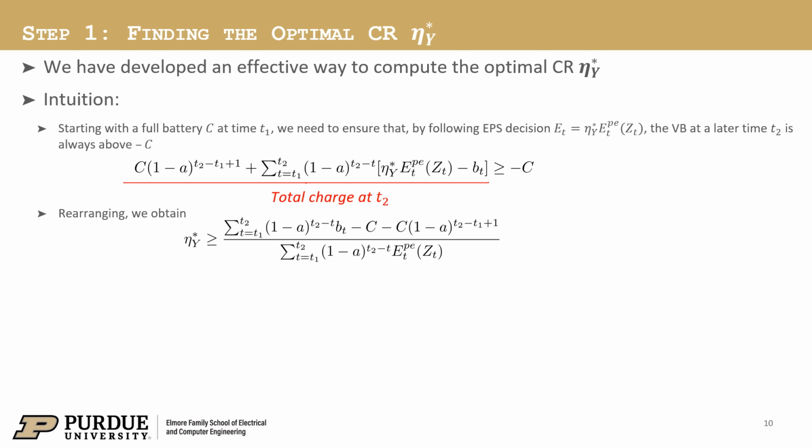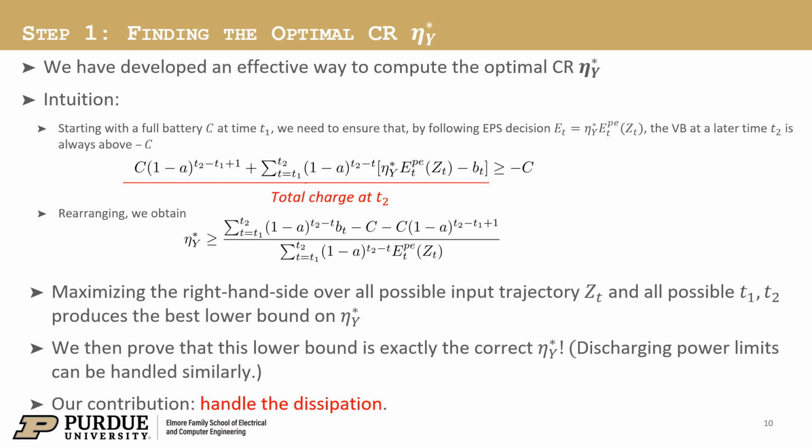Now we are going to talk about how to find the optimal competitive ratio. The intuition is as follows. Starting with a full battery at time t1, we need to ensure that by following the EPS decision, the VB at a later time t2 is always above minus C, which means it will never be over-discharged. Then we can derive this expression here. By rearranging this expression, we obtain a lower bound on eta y star. By maximizing the right-hand side over all possible realizations and all possible t1 and t2 pairs, we can derive the best lower bound on eta y star. We then prove this lower bound is exactly the correct eta y star. Our main contribution of this part is to handle the dissipation.